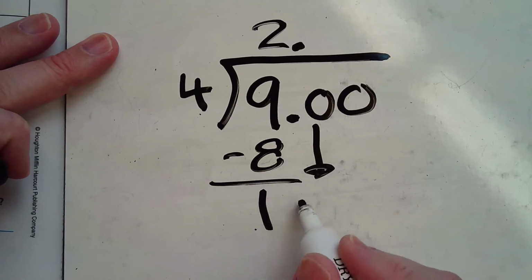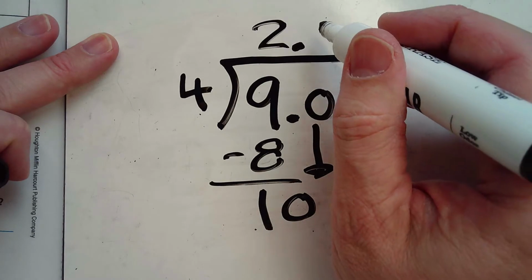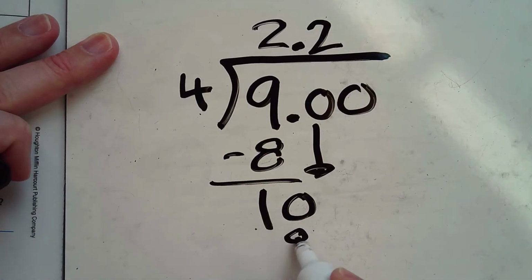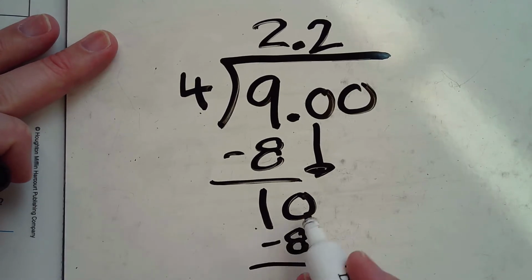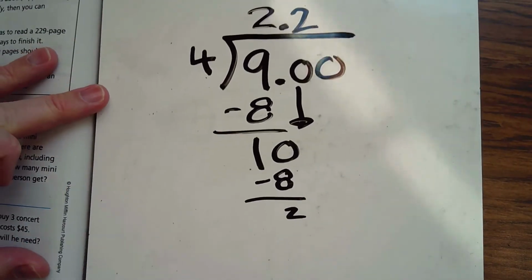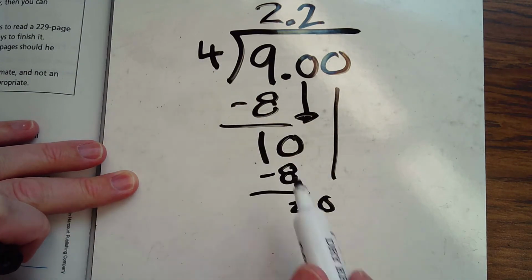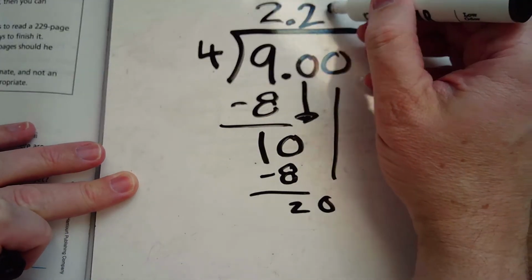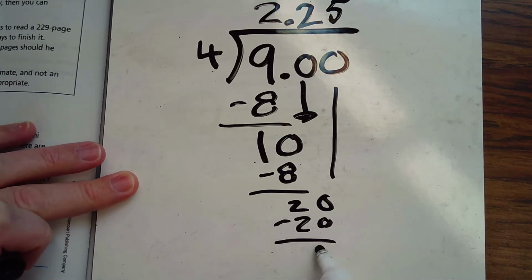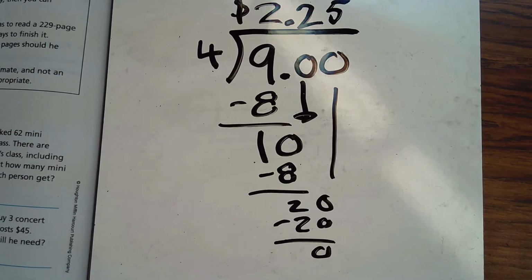Now down comes a 0. Now we're looking at 10. How many 4s go into 10? Again, 2 4s will go into 10 because 2 times 4 is 8. And then we subtract and we get 2. I'll zoom out just a little bit. Bring down this 0, 20. How many 4s go into 20 without going over? Well, perfectly, 5 do. 5 times 4 is 20. Subtract, nothing left over. So in this case, it is $2.25.